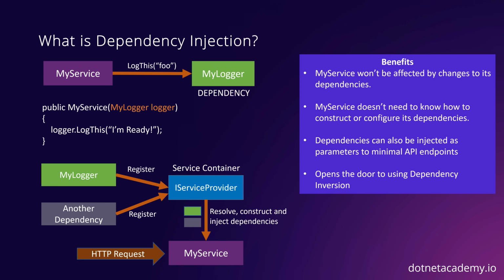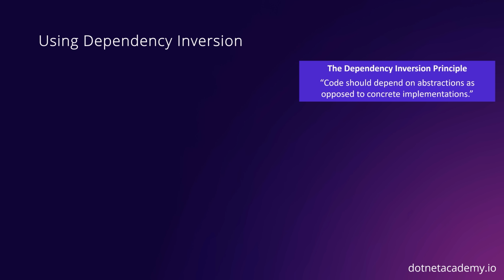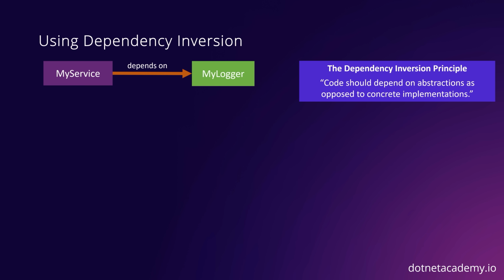But what is dependency inversion? The dependency inversion principle states that code should depend on abstractions as opposed to concrete implementations. Let's bring again our myService class and its myLogger dependency. Currently, myService depends directly on myLogger, which allows it to write logs to an output file. But let's say that now we're moving to the cloud, and we need to start sending logs to some sort of cloud service. For this, we would like myService to start using a new CloudLogger class.